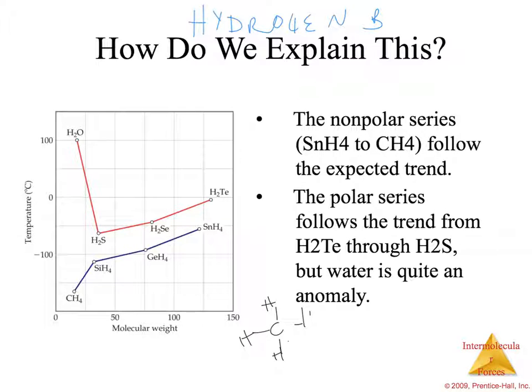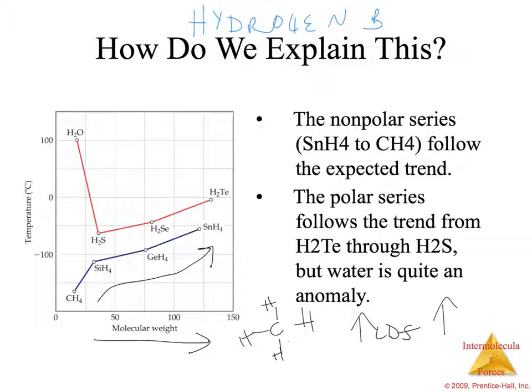This is pretty nonpolar, so your major force will be London dispersion forces. These are all going to be pretty nonpolar because you have 4 hydrogens around 1 atom. And as the molecular weight increases, your London dispersion forces increase, so that makes the boiling point go up. The molecule is bigger, and therefore you need more energy to separate them from a liquid to a gas phase.